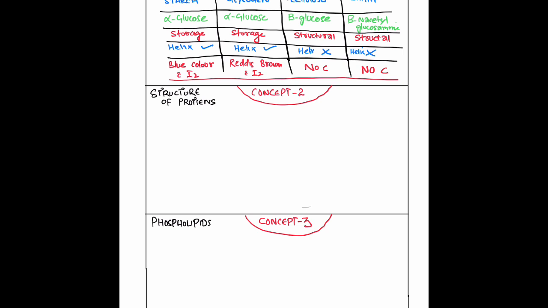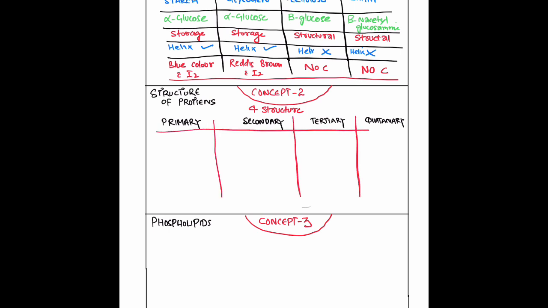We must do it in a precise way. There are four levels of structure of protein. One is the so-called primary structure. Second is the secondary structure. Third is the tertiary structure. And fourth is the quaternary structure. We are going to discuss them in a very precise way so that our questions are answered.